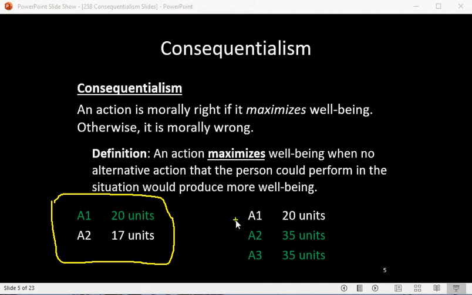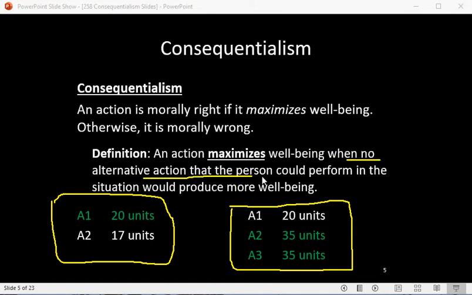Here on the right-hand side is an abstract situation where you have three possible actions that you might perform, A1, A2, and A3. Here A1 is wrong because you could do better. That action doesn't maximize well-being because there are alternatives that would produce more. Here A2 and A3 both maximize well-being, so they're tied for the best.